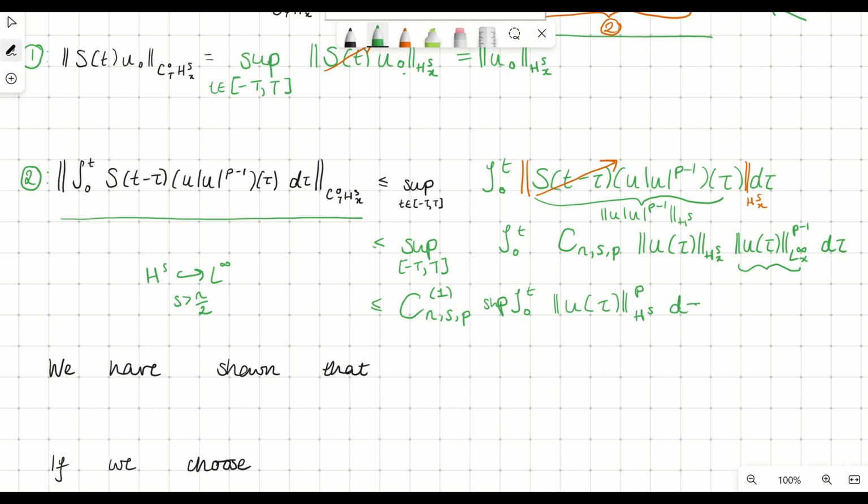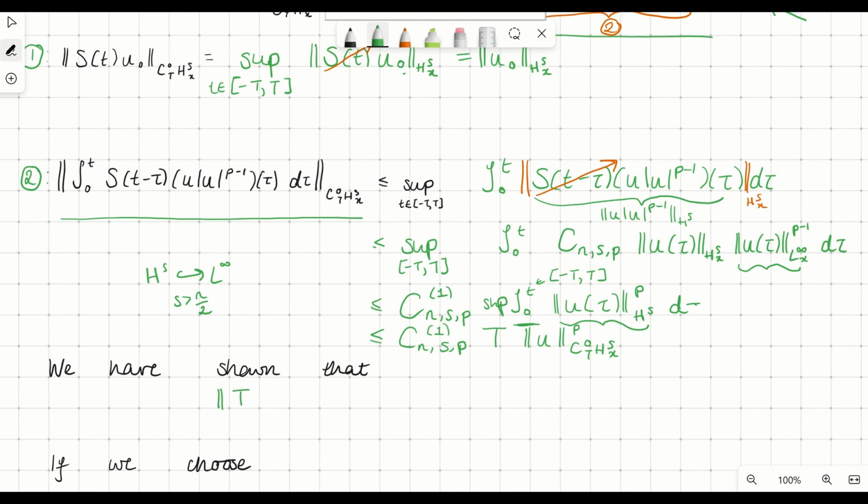We can take the maximum of this norm and take it outside the integral, and then the length of the integral is t. So we can just bound this quite crudely by this constant times capital T, since the small t lies in the interval minus T, T, times the norm of u in C^0_T H^s_x to the power of p.